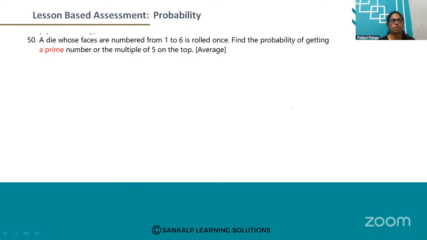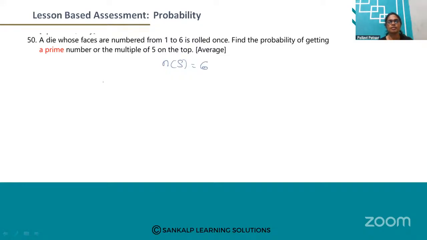Look at the question number 50. A die whose faces are numbered from 1 to 6 is rolled once. Find the probability of getting a prime number or a multiple of 5 on the top. So here the total number of possible outcomes when a standard die is rolled is 6. So favorable number of outcomes. So in this total number n of S is equal to 6.